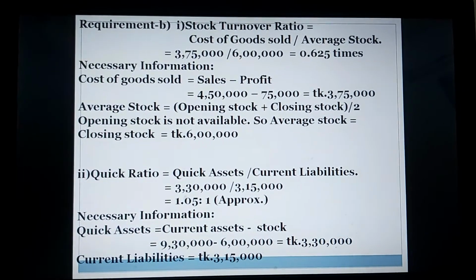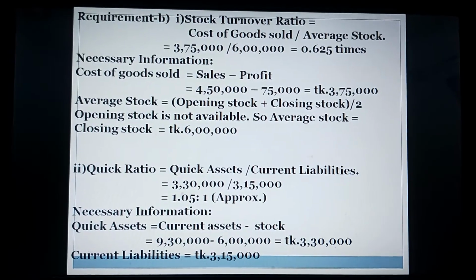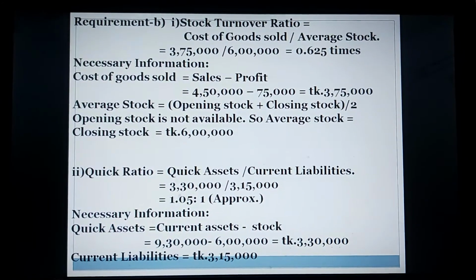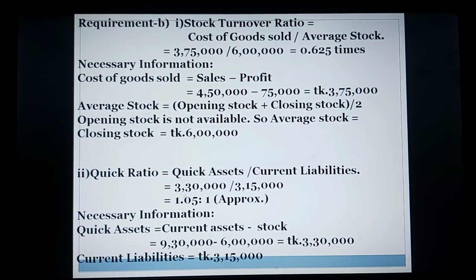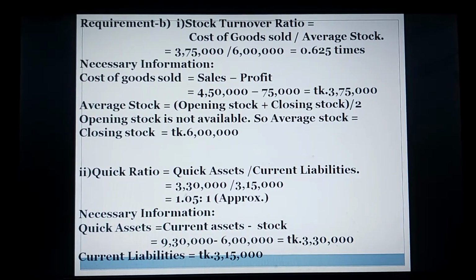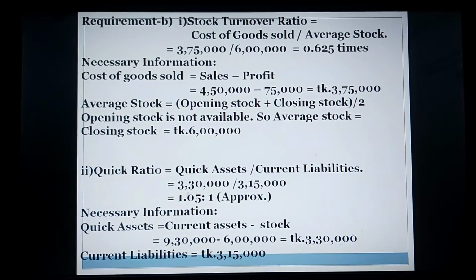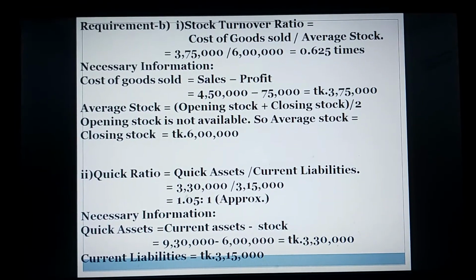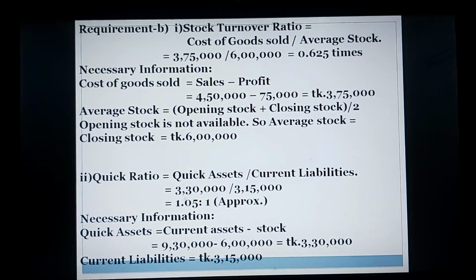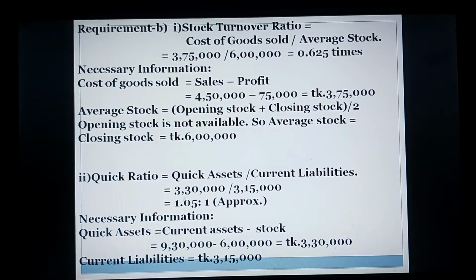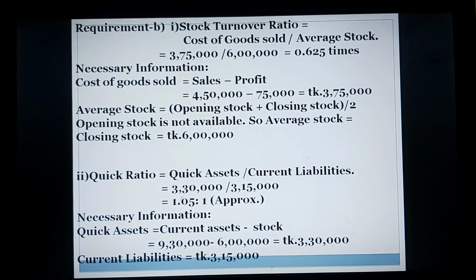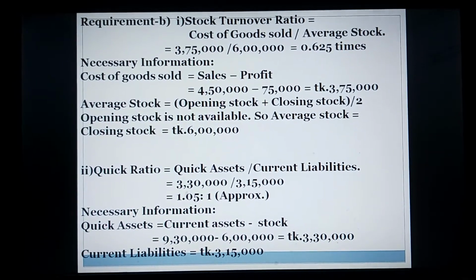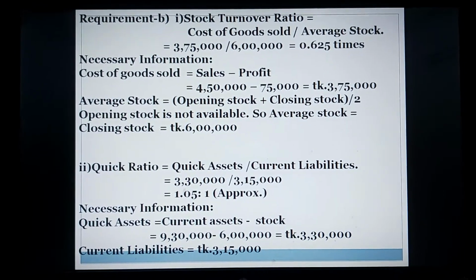Okay, now you can go for computing stock turnover ratio. Cost of goods sold is taka 3,75,000 divided by average stock, that is the amount of 6 lakh, is equal to 0.625 times. When turnover ratio is required, then you can answer it in times. So it is written 0.625 times for stock turnover ratio in this math.